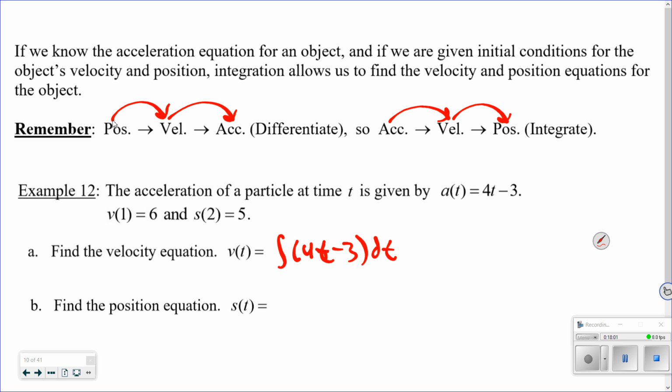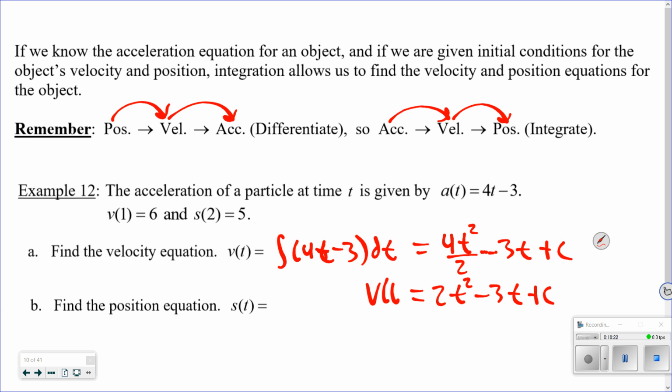So let's do that. So if I'm going to integrate here, the velocity function equals 4, add 1 to the power, 4t squared divided by 2 minus 3t plus c. We can do a little simplifying there. 4 divided by 2 is 2, so 2t squared minus 3t plus c. That's what my velocity function equals.